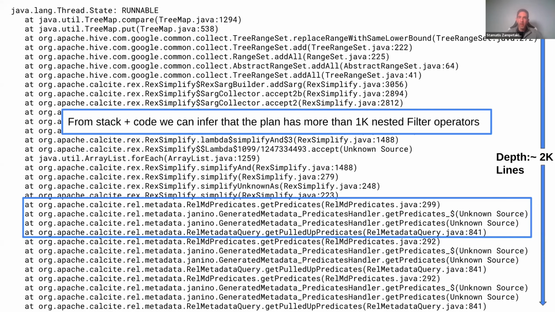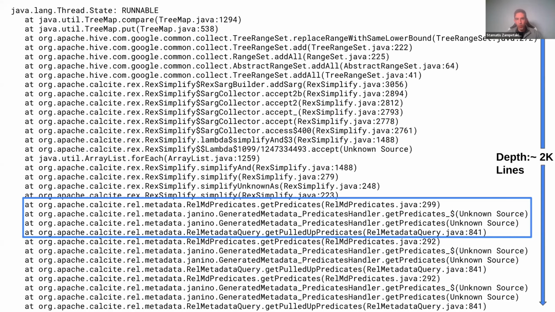And yeah, first thing to note is that usually the JVM has some limitations on the stack depth. So even if you take a stack trace, you don't see where it starts. You see that it's all full of RuleMD predicates, but you don't know where this has started.